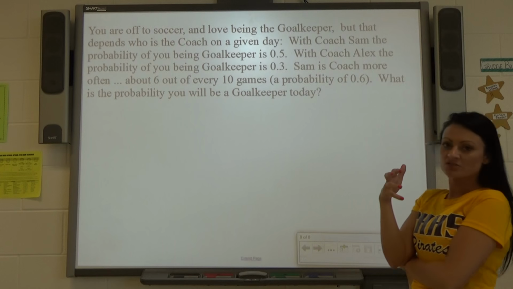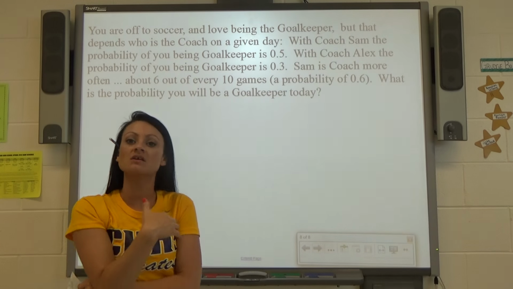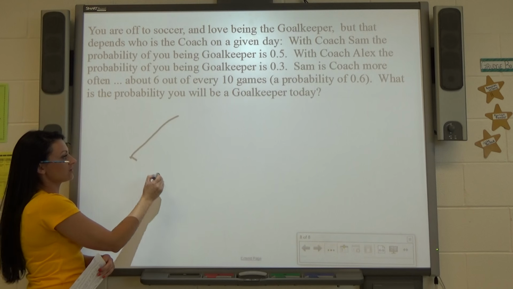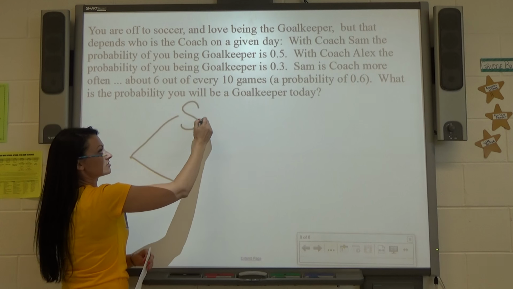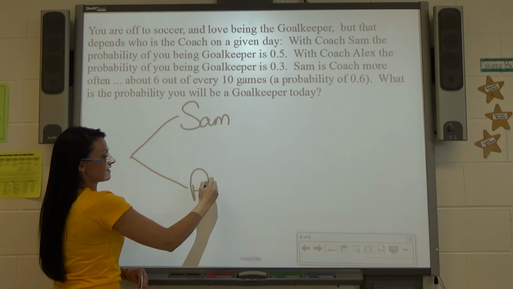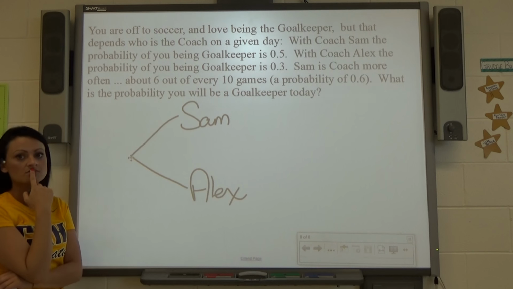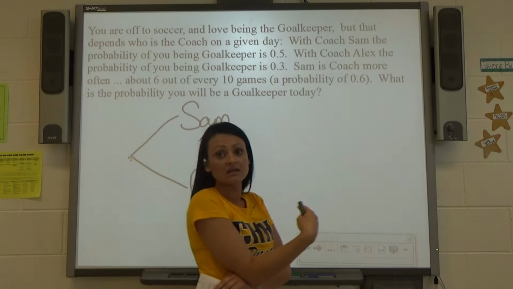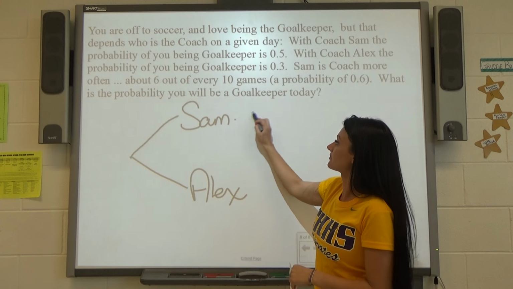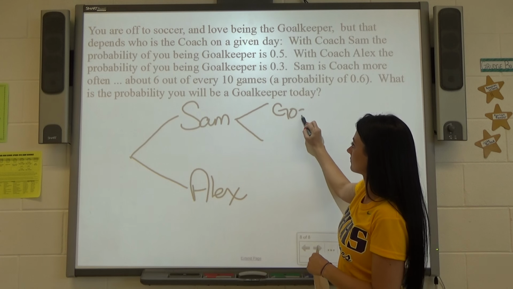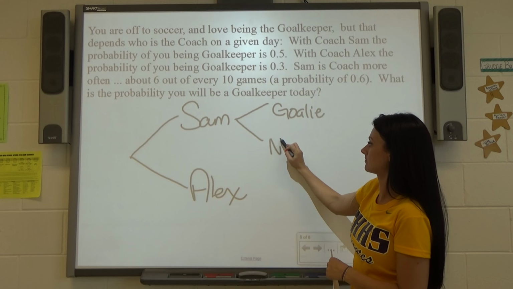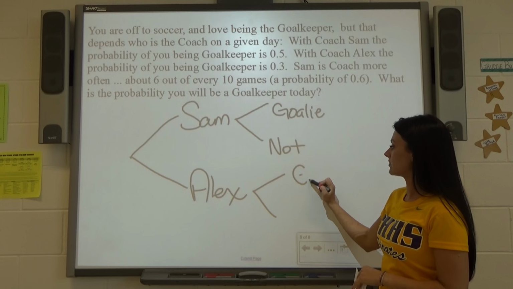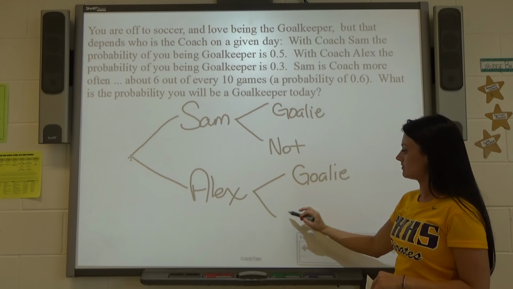So I'm going to stop there and I'm going to start building my tree diagram so that we can see what's going on. So right off the bat, I could be with one of 2 coaches. I could be with Coach Sam, or I could be with Coach Alex. And depending on which coach we have, I could be goalie, or maybe not. Same thing with Coach Alex. I might be goalie, I might not. We don't know.